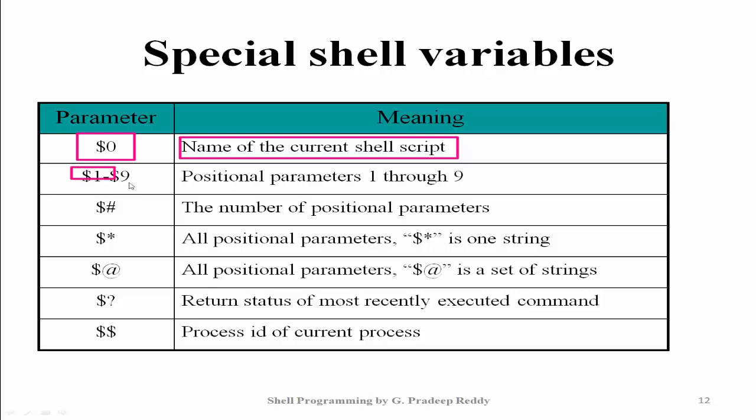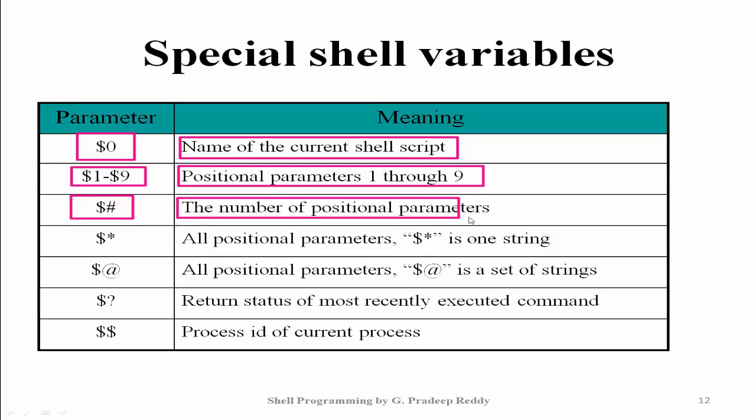Next, $1 to $9 specifies the positional parameters 1 through 9. So 1 to 9 is going to specify the positional parameters. Next, $# specifies the number of positional parameters, that is, how many parameters are passed by the user. Next, $* stands for all positional parameters. Here $* is one particular string, so that it can accept all the positional parameters in the form of a string.